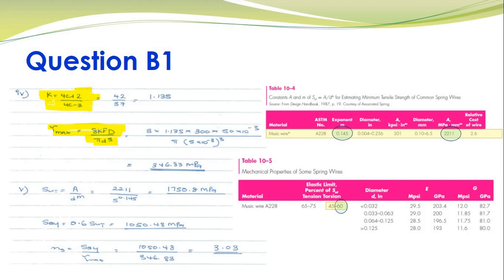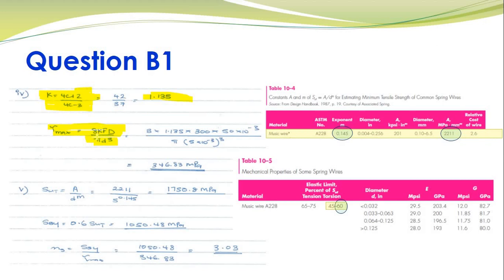So your capital K, your stress concentration factor, is simply given as 4C plus 2 divided by 4C minus 3. C is your spring index. In this case it was 10, so 4 times 10 is 40, plus 2 becomes 42, and 40 minus 3 is 37. So your stress concentration factor came to be 1.135.